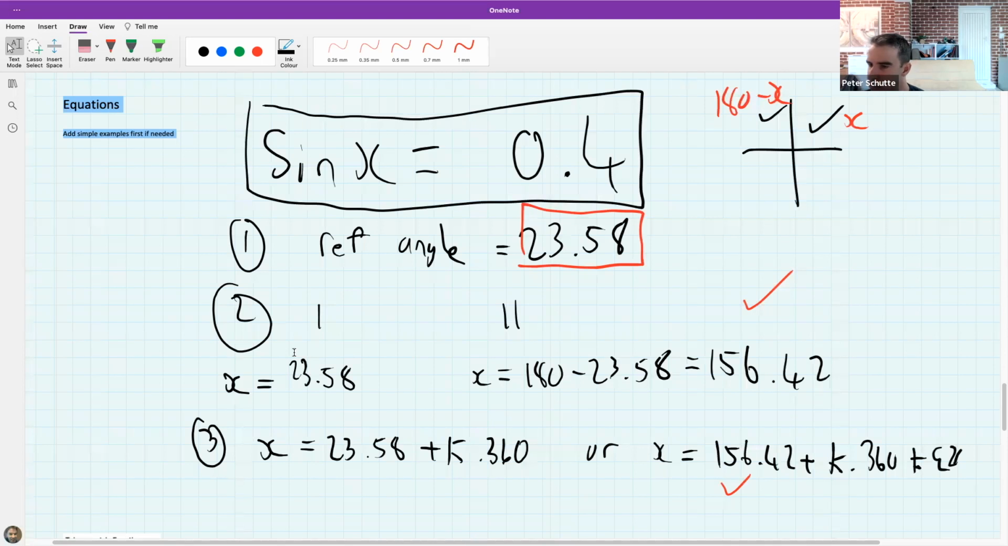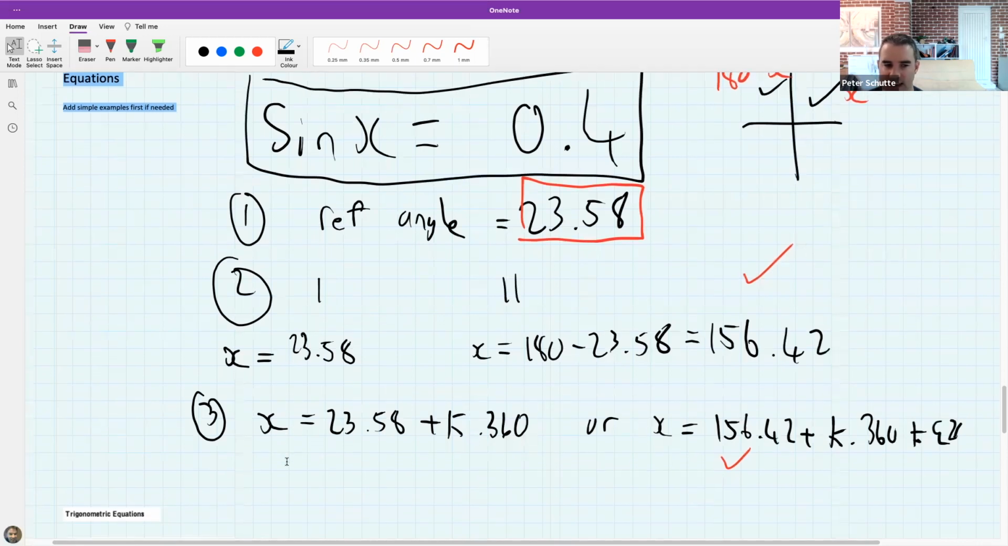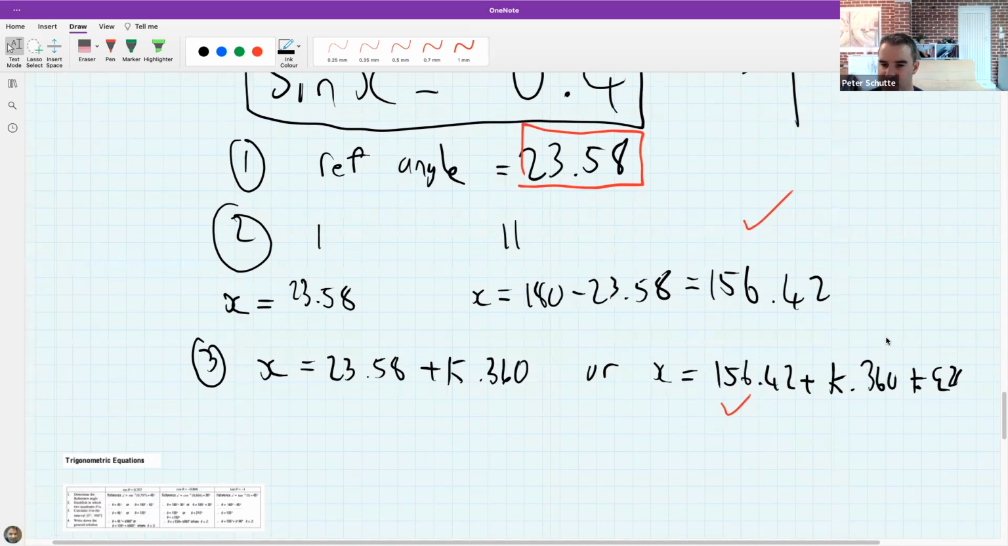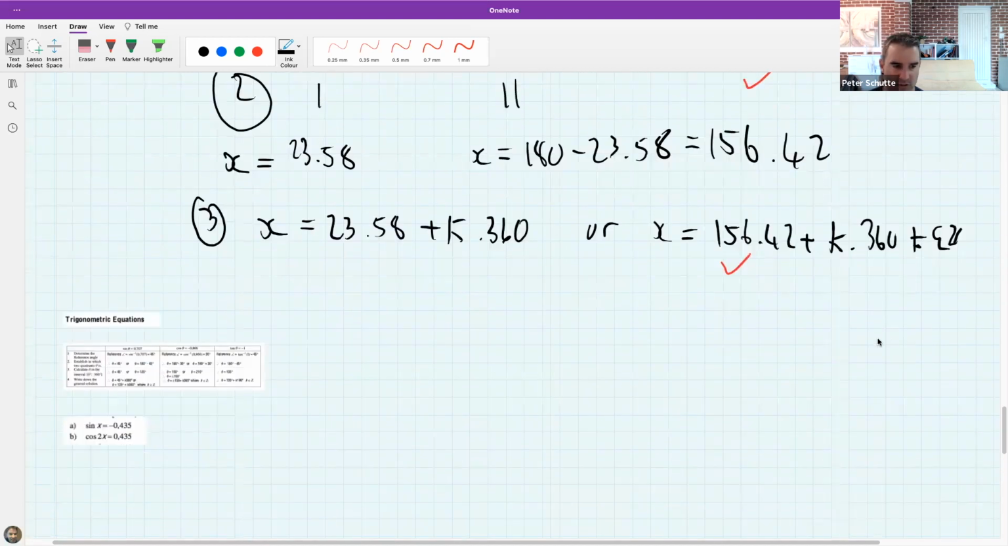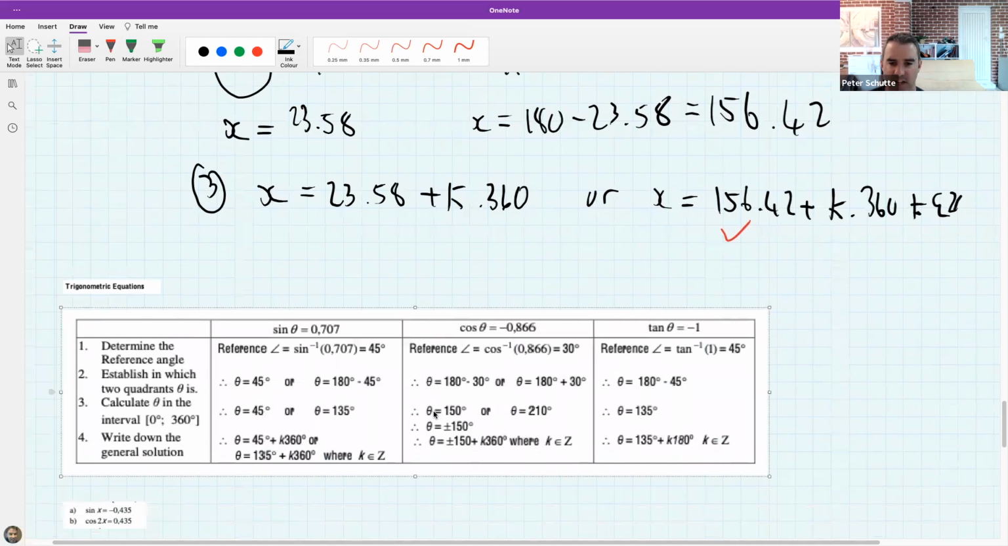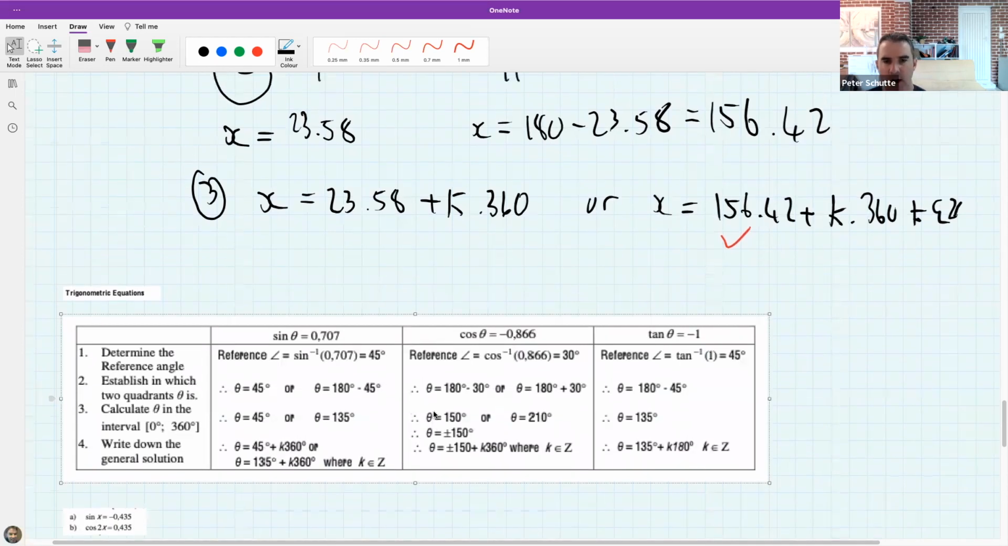What is the equation on number 3? It's 23.58 plus k times 360, or x is equal to 156.42 plus k times 360. I'll just show you, in fact, here's another example of how you lay it out. So they've added an extra step, but just have a quick look here.